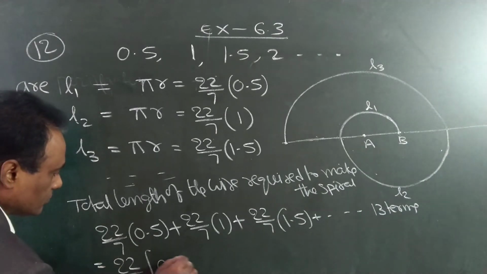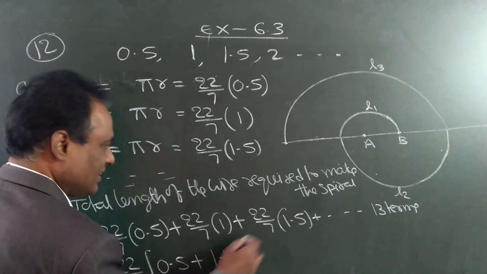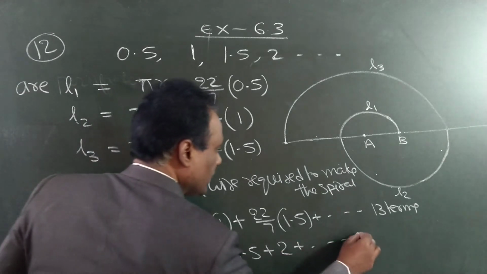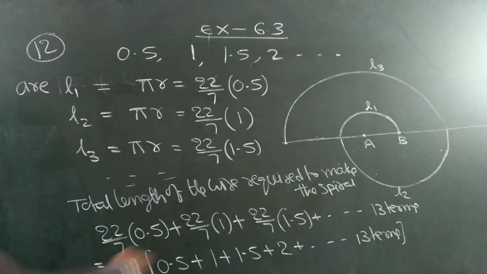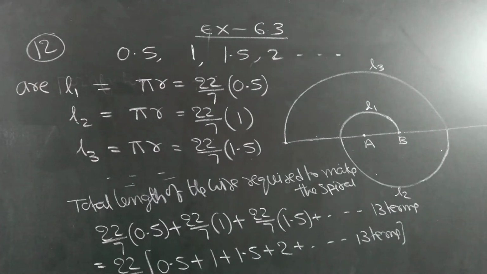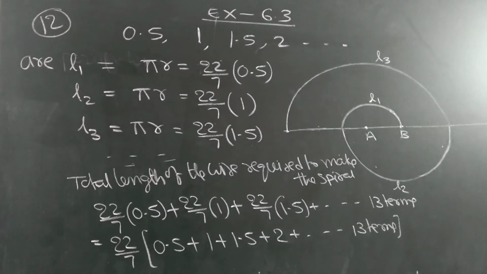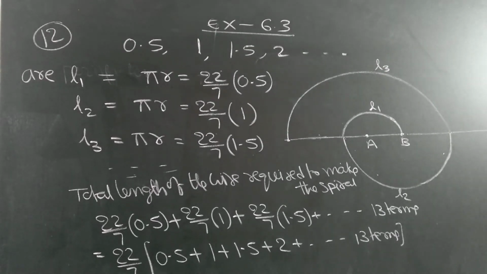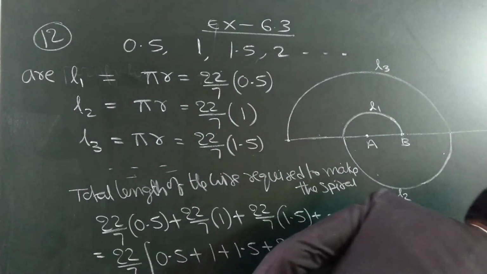22 by 7 common, times 0.5, 1, 1.5 plus 2. How many terms in total? 13 terms. There are 13 numbers in the same order. 13 semicircles. Thirteen numbers.